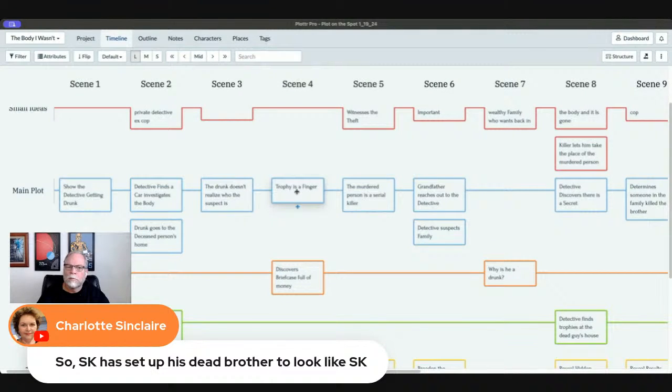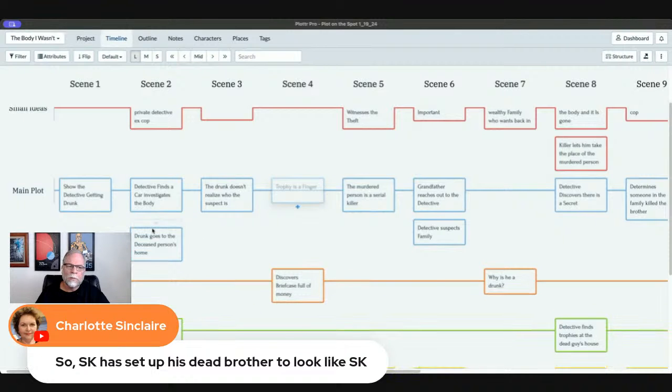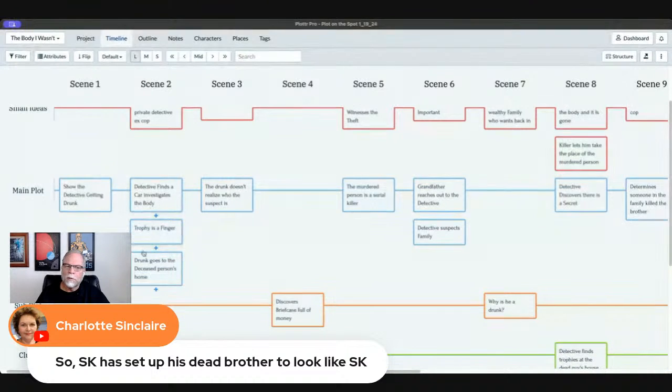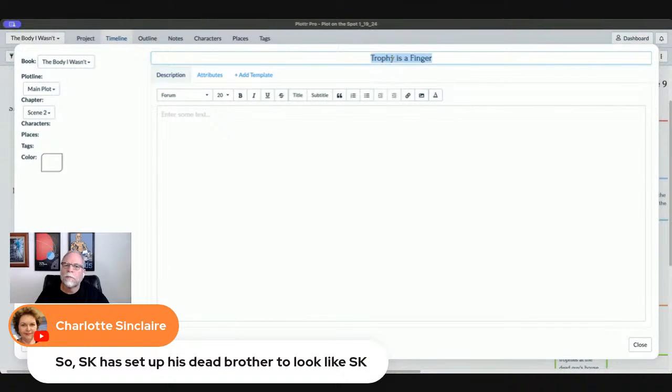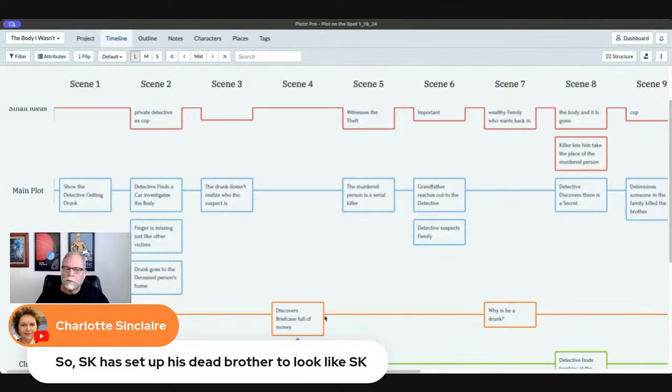You can see this we just really added here as a note. It's perfectly okay to add those into your story, but eventually we'll have to put that back where it kind of belongs. And this is going to be where he finds the body. He's going to find out that the finger is missing. Okay. So we don't know it's a trophy yet, but he does find out that the finger is missing, just like other victims. This is going to be a thing where he solves the serial killer crime by solving this crime as well. Okay.